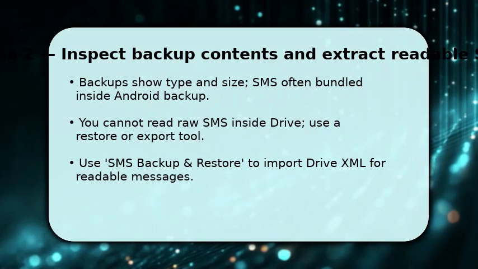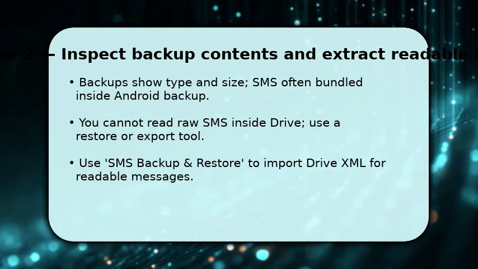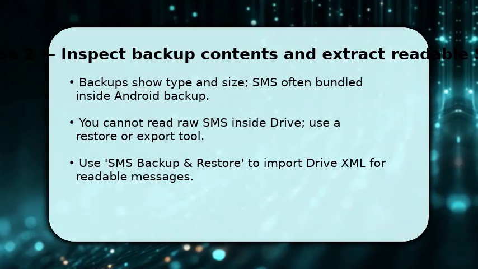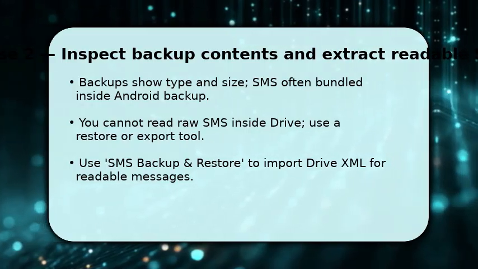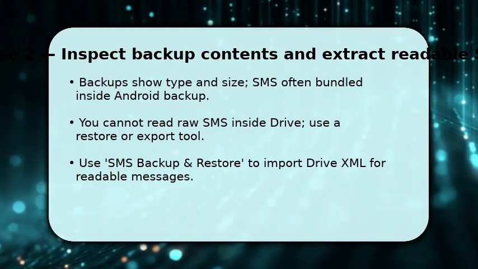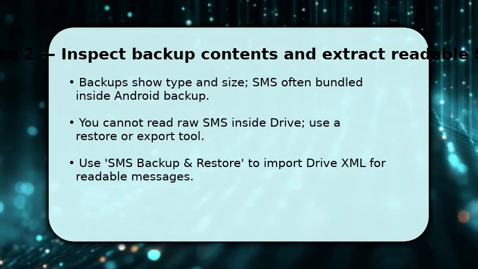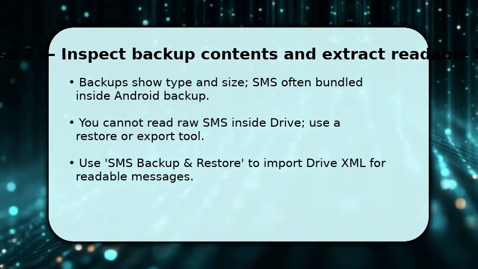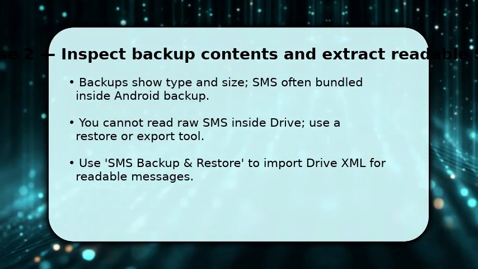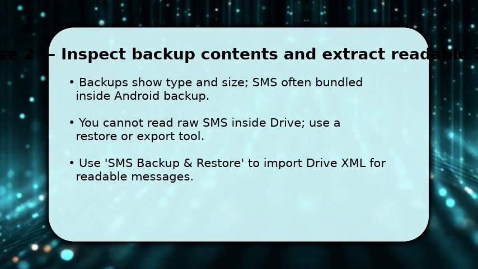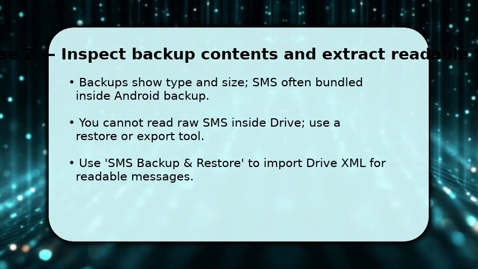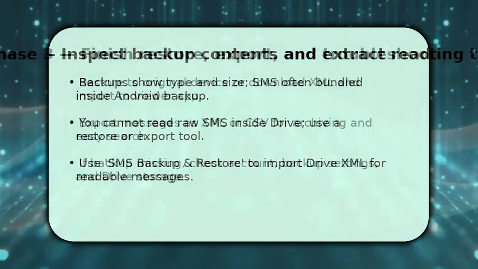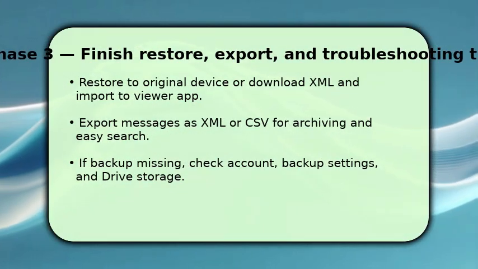Once you see a matching backup, note that Google Drive shows backup size and categories, but not raw SMS text. Android stores messages inside a device backup. To view them, you either restore the backup to the original or use an export path. Open the backup app that created the SMS file or install a trusted tool like SMS Backup and Restore. Grant Drive permission, then import the XML. This extracts messages into readable form so you can search and read them.